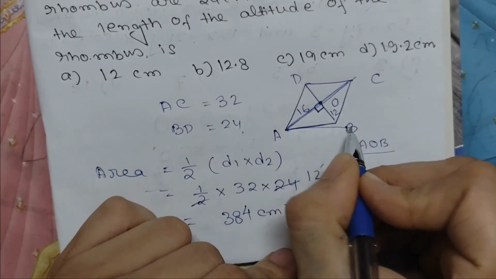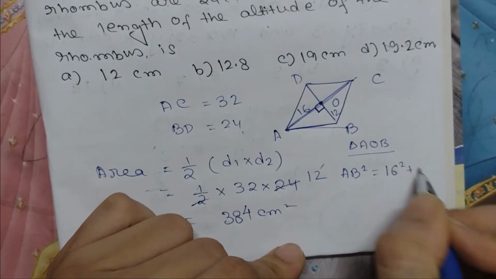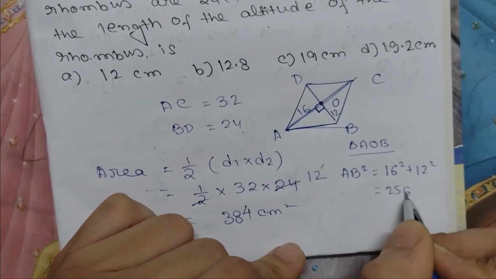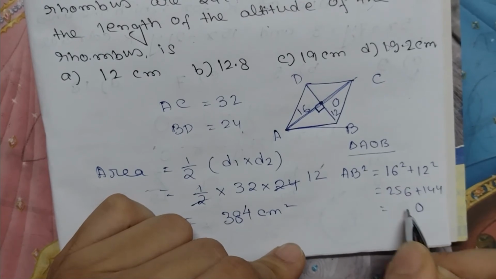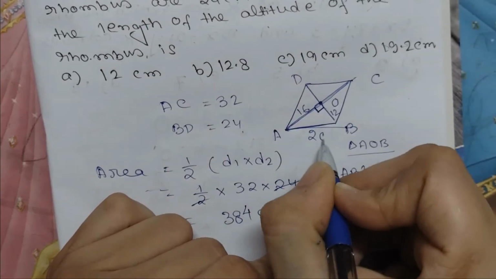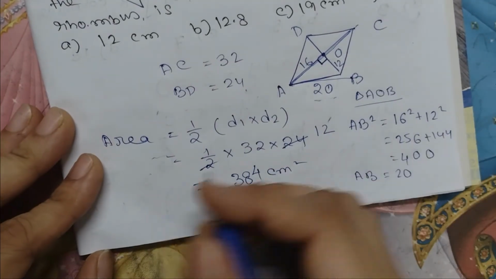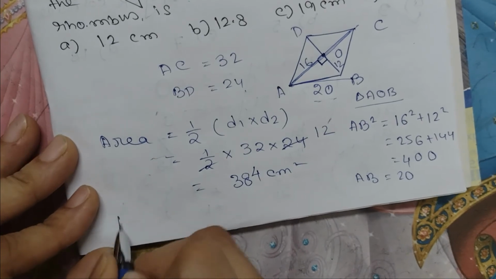Now this is the hypotenuse of the triangle. So AB square will be 16 square plus 12 square. So 256 plus 144, that is 400. So AB is 20. So now we got the side as 20. Now if the side is 20, we have another formula of the area of the rhombus.